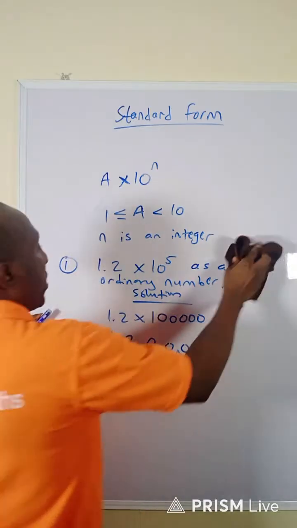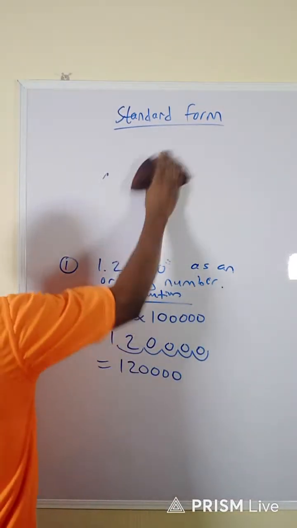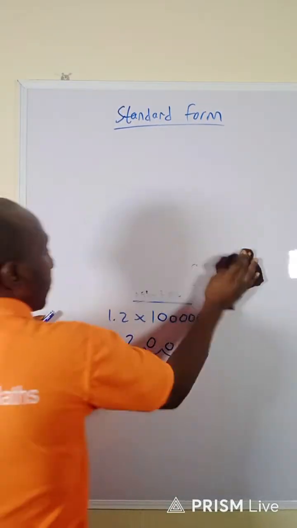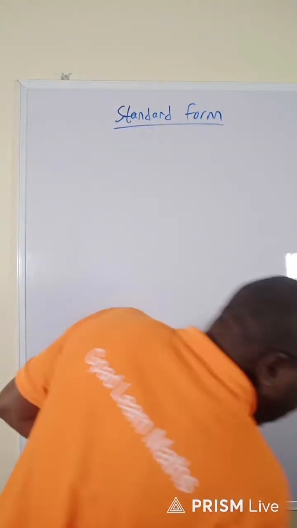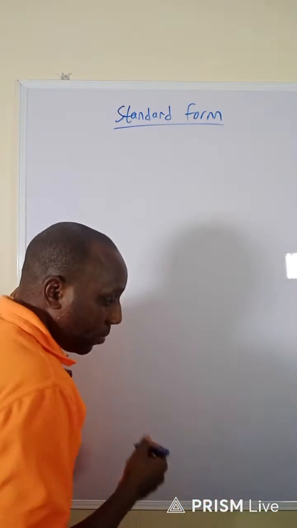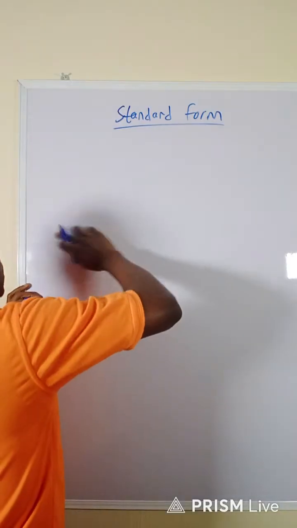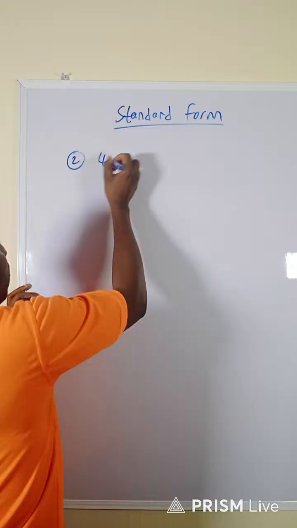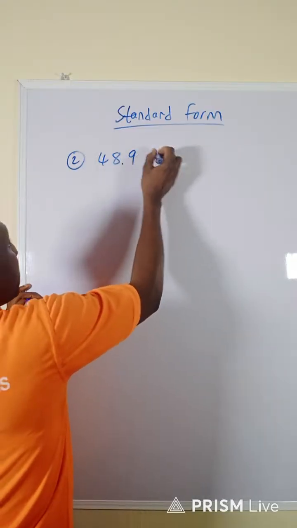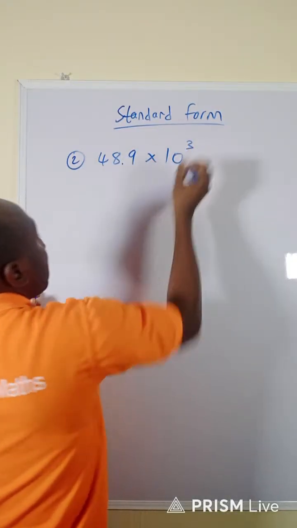Okay, we can now look at some other examples. So that's that, guys. Okay, let's look at another example. This is number 2: 48.9 times 10 raised to the power 3.